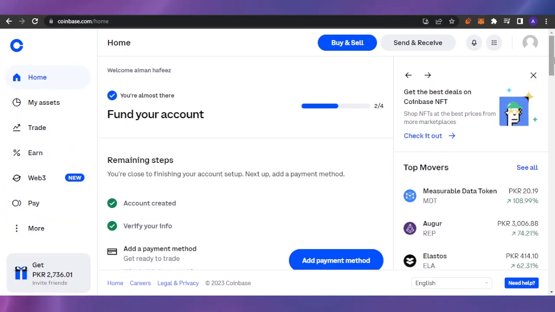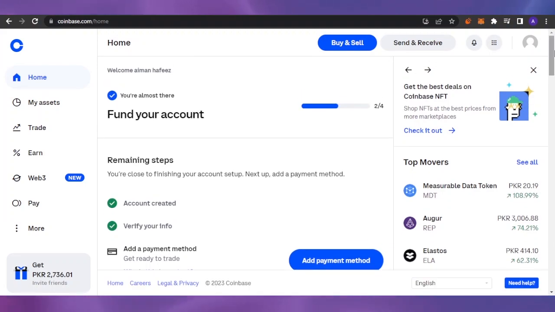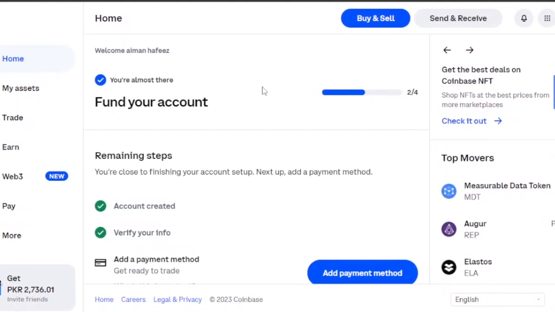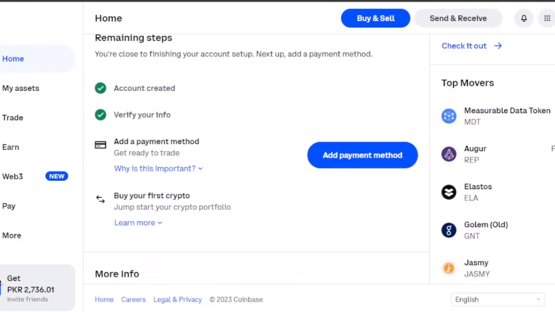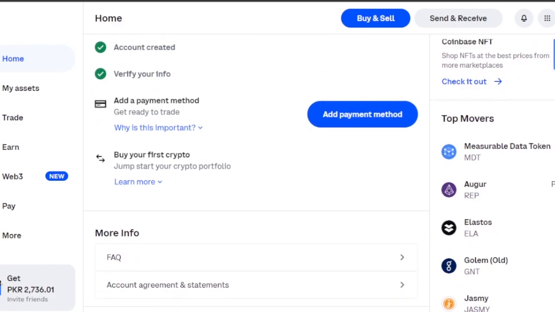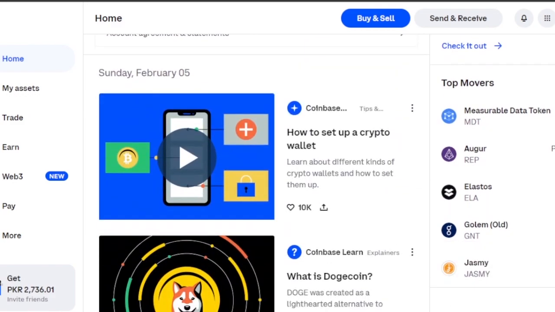So first of all, to get started with Coinbase, you have to sign in, and there's a process. You have to verify your phone number, you have to add your credit card details, and after doing everything, you get your account verified. And here is the main dashboard. Now I don't have any funds in my account right now, but it is very easy to buy any kind of crypto token from Coinbase, or swap it or change it with anything that you want. So you can add a payment method and buy your first crypto.